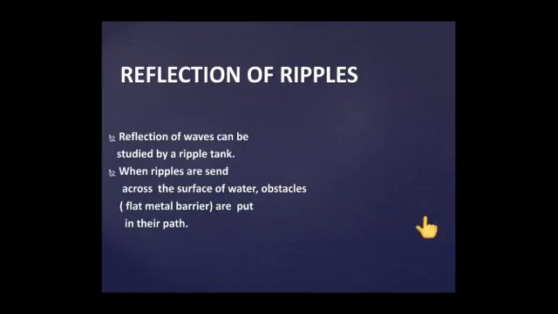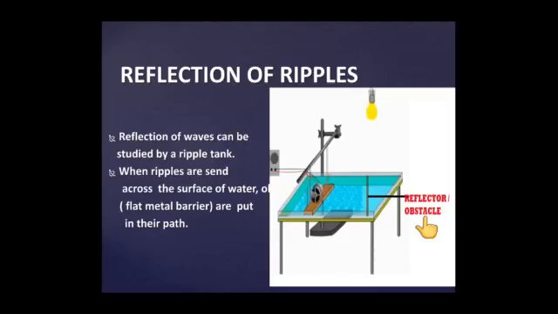Let's see how we can study reflection of ripples using the ripple tank. Reflection of a wave can be studied by a ripple tank. For that, we have to make a modification to the ripple tank. We have to add a reflector or an obstacle in the path of the ripples generated, and it should be placed at an angle.